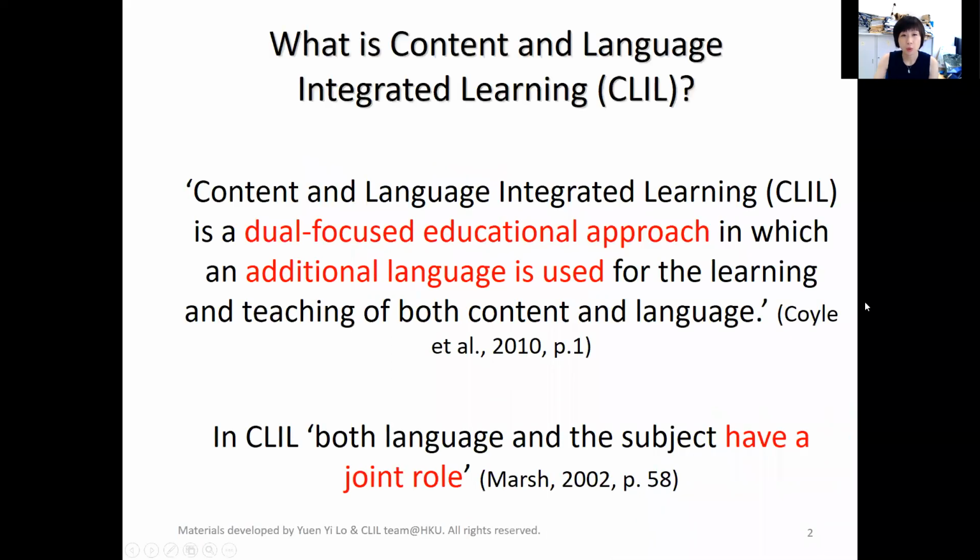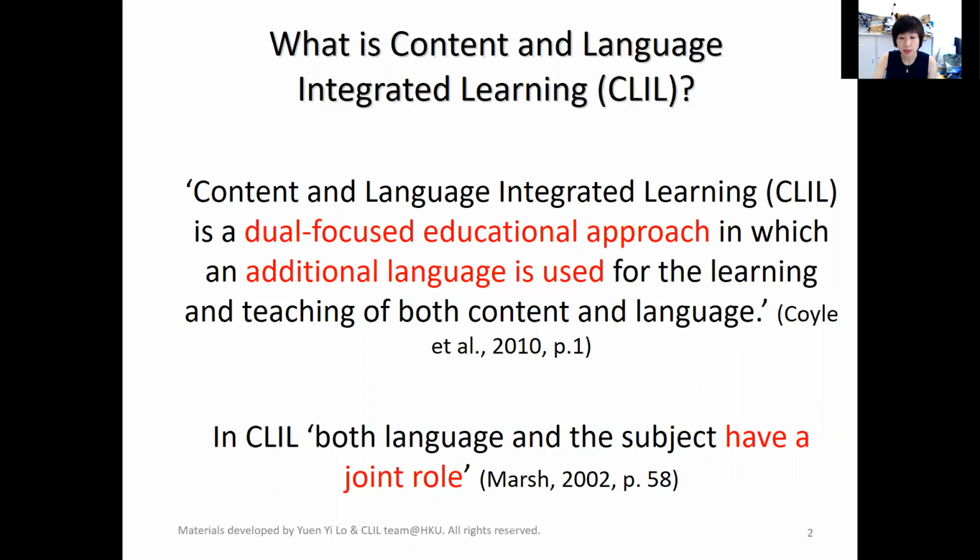First of all, what is Content and Language Integrated Learning, CLIL? As its name suggests, CLIL is a dual-focused educational approach in which an additional language is used for the learning and teaching of both content and language. And in CLIL, both language and the subject have a joint role. This definition implies attention being paid to teaching both the content and the target language, for example, English.